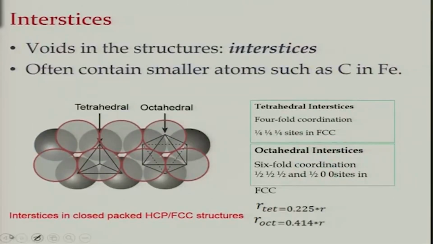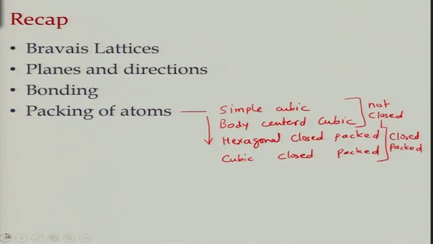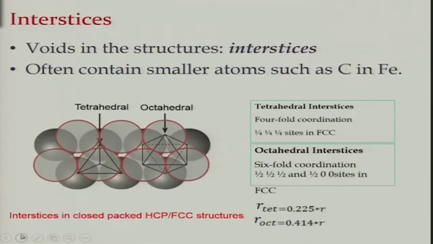Now, since you can see that all of these structures do not fill the space completely. Simple cubic has a lot of gaps in it, body centered cubic has a lot of gaps in it, face centered cubic crystals have a lot of gaps in it, which means you have holes in them. And what are these holes useful for?